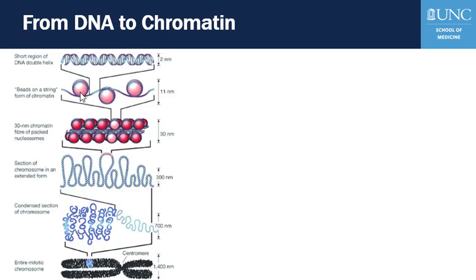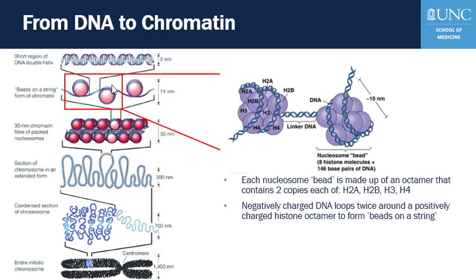So each of these beads is an individual nucleosome, and then multiple nucleosomes are sometimes represented as beads on a string. If we zoom in, each individual nucleosome or bead is made up of an octamer that contains 2 copies each of 4 histone proteins. So 2 each of H2A, 2 each of H2B, 2 H3, and 2 H4. And so all of these histones are compact globular proteins.